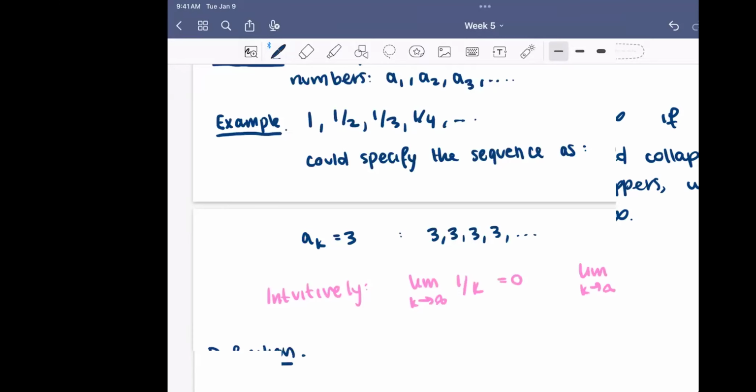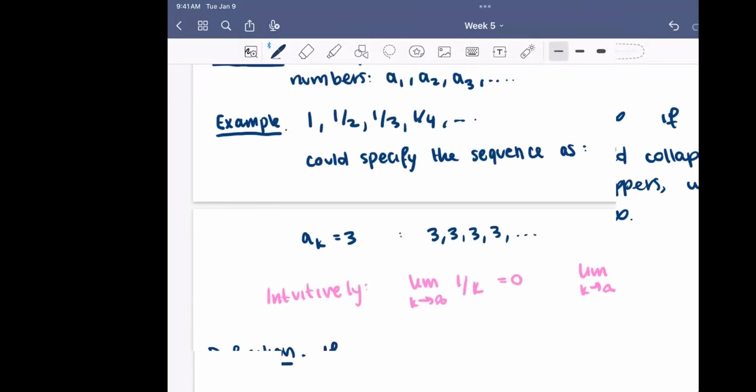So the picture you want to have in your head is that the sequence is like a snake, where the first term is the head of the snake. And we're going to chop it off at the head. So that's what the tail is.